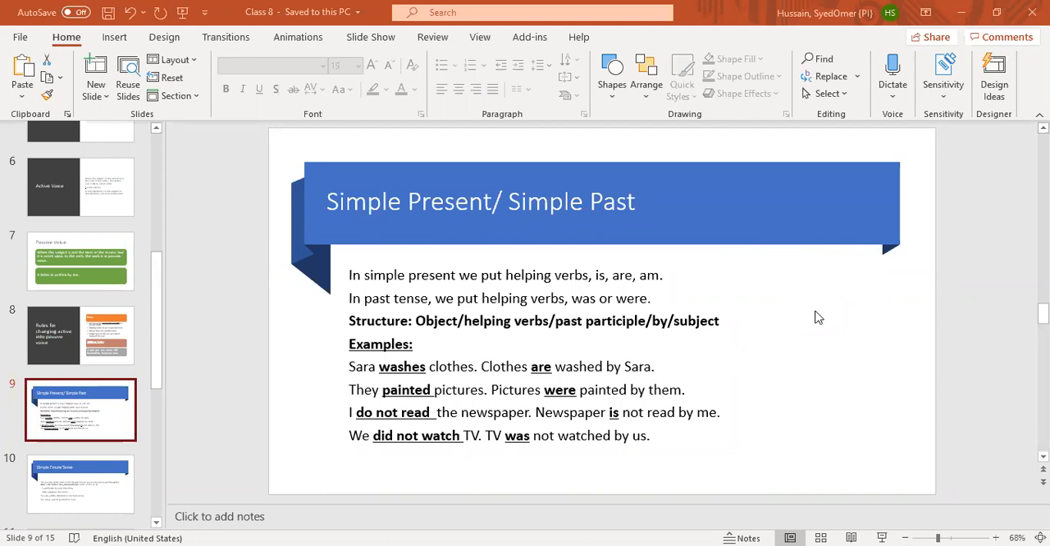Next, Fatma. The gardener waters the plants. The plants are watered by the gardener. Very good. Gardener is one, and because it is waters, so simple present tense, we are going to put is or are. Plants is plural, so we have put are. Is it correct? Yes, correct answer.